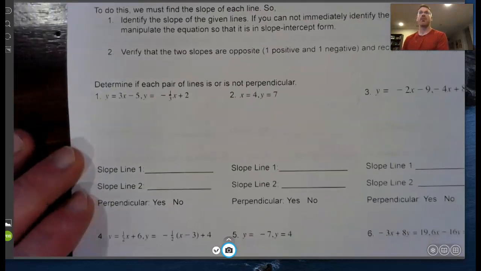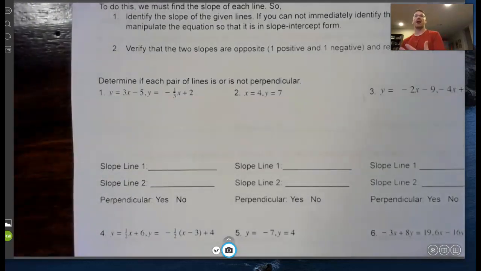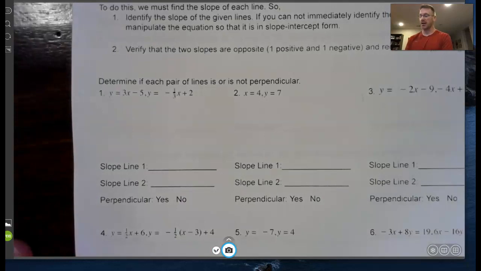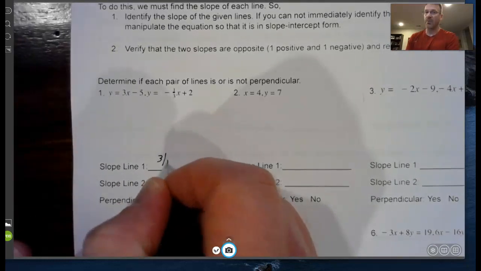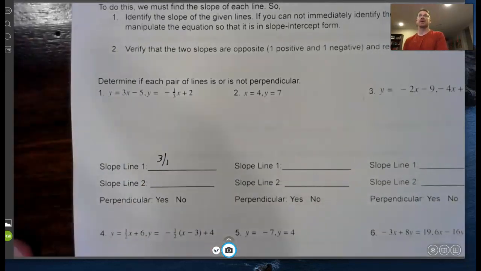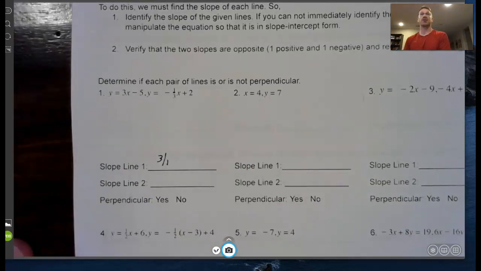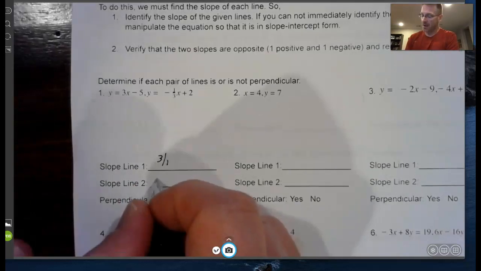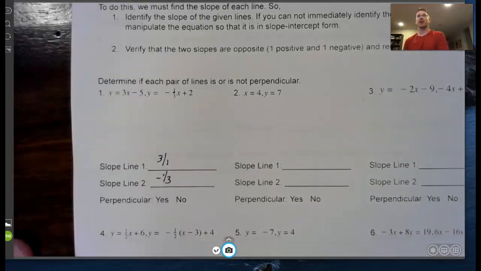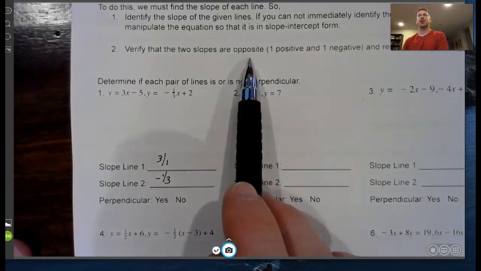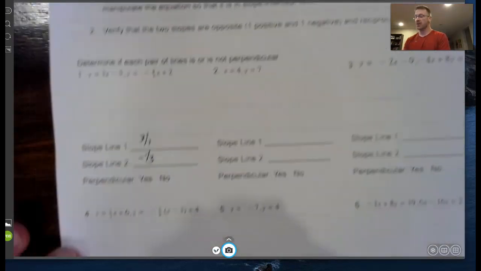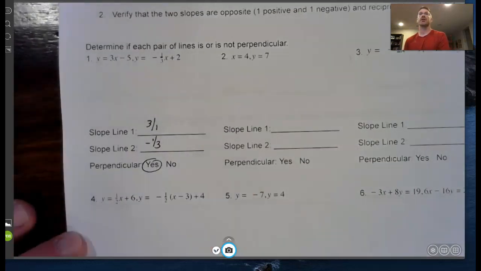So when we look at problem one here, determine if each pair of lines is or is not perpendicular. When I look at my first line, I can see it's in slope-intercept form. I can see the slope is 3 over 1. Now remember, every whole number has a denominator of 1, so we want to write that as a fraction. And the slope of line 2, we can see, because it's in slope-intercept form, is negative 1/3. So we can see that they are definitely opposites. One is positive, one is negative, and we can see that they are, in fact, reciprocals. So these two lines are perpendicular.